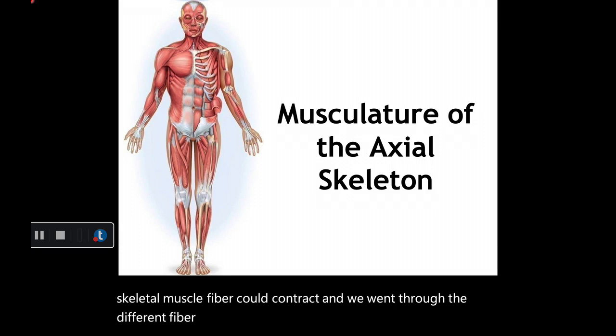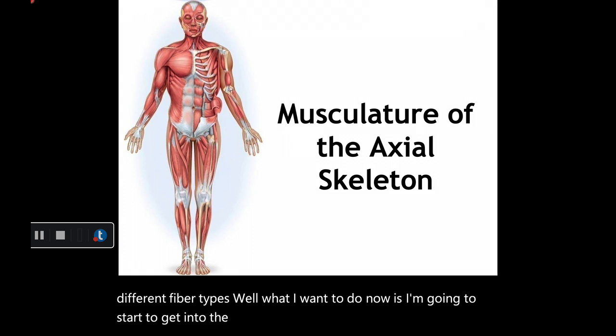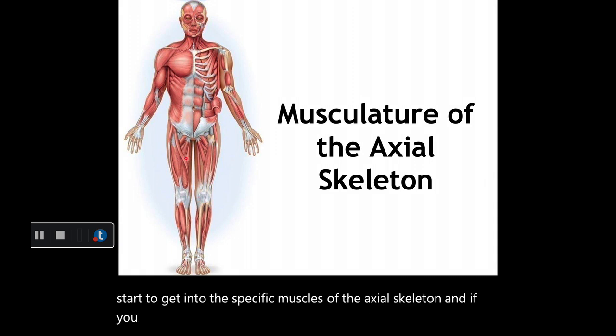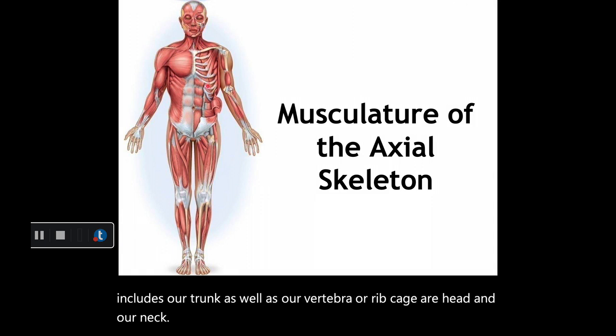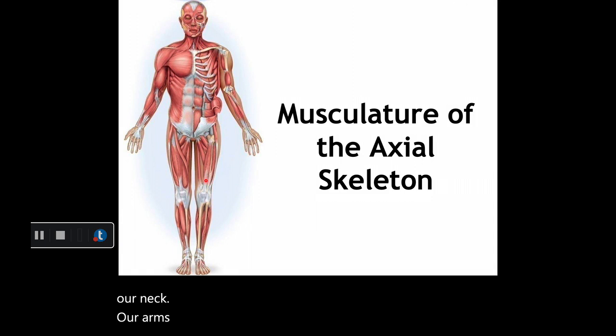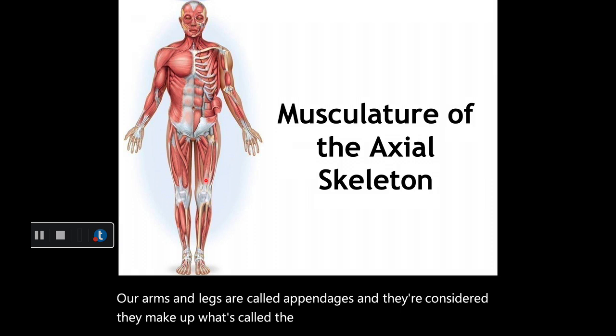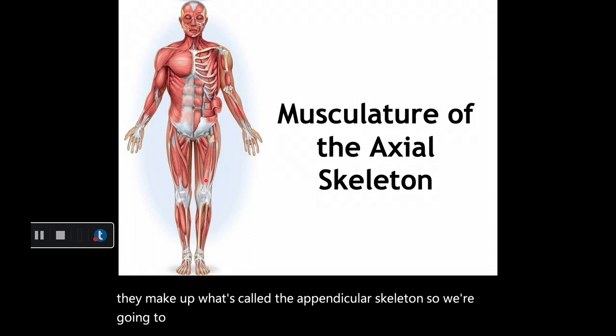Well, what I want to do now is start to get into the specific muscles of the axial skeleton. And if you recall, the axial skeleton is that part of our skeleton that includes our trunk, as well as our vertebra, our rib cage, our head, and our neck. Right? Our arms and legs are called appendages, and they make up what's called the appendicular skeleton. So we're going to start on the axial skeleton first.